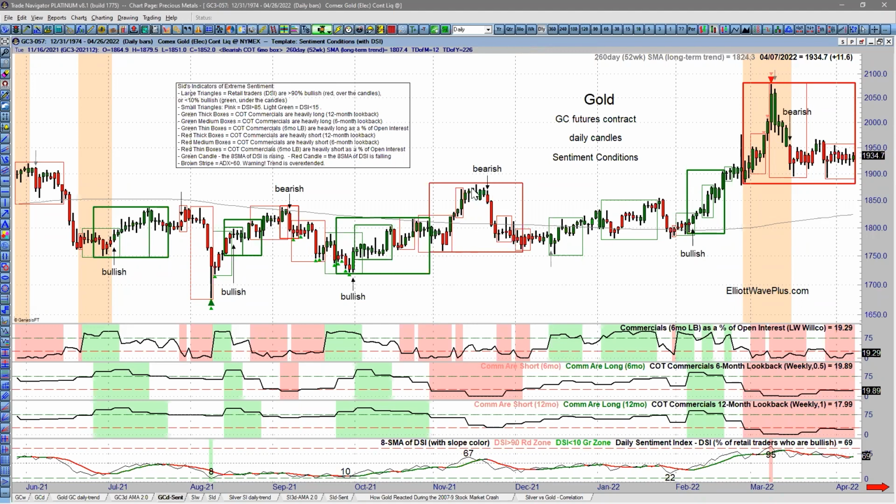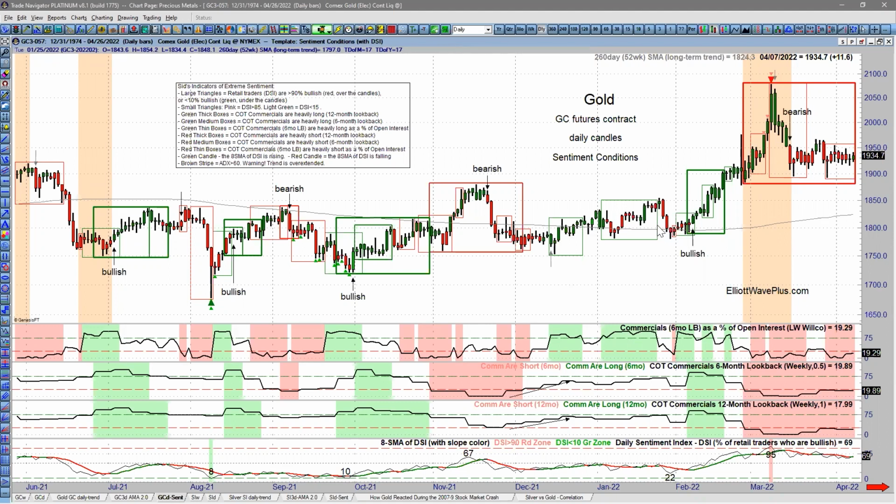And then we had a thick red box. We had a series of thin red boxes leading up to that. Then we got our first red candle, and that was bearish. This wasn't as strong of a signal right here because only the commercials as a percent of open interest were showing green, but it was still worth looking at because the commercials on a 6-month look back and on a 12-month look back were both showing essentially what this is showing. It's showing more bullishness. And so that would have been a decent signal, and that went up for a while.